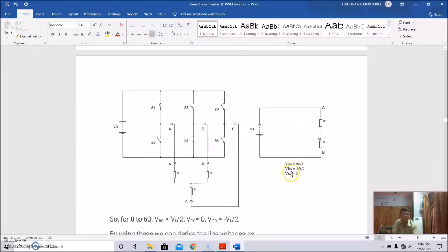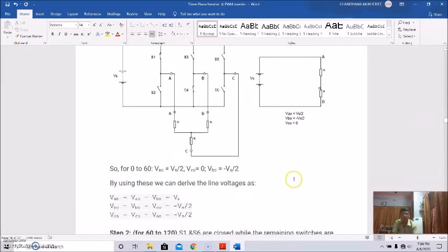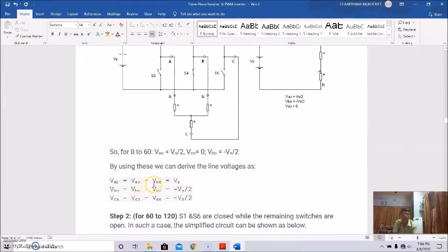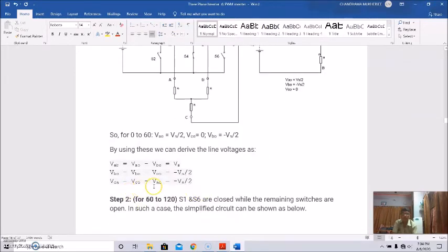So the VAO should be equal to Vs by 2, and VBO equal to Vs by 2, and VCO equal to 0. So for this 0 to 60, VAO equal to Vs by 2, VCO equal to 0, and VBO equal to minus Vs by 2. By using this, we can derive the line voltages as VAB equal to VAO minus VBO, that is equal to Vs, and VBC equal to VBO minus VCO, that is equal to minus Vs by 2, and VCA equal to VCO minus VAO, that is equal to minus Vs by 2. So this is for 0 to 60.